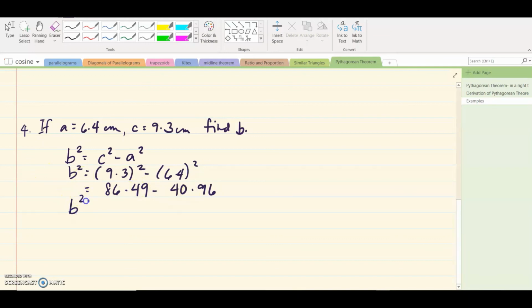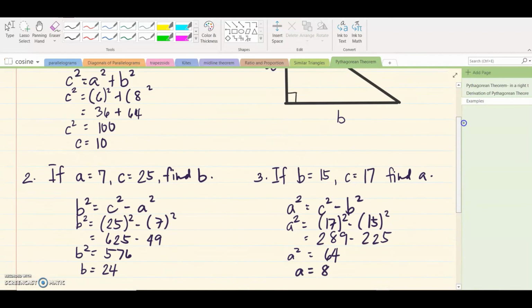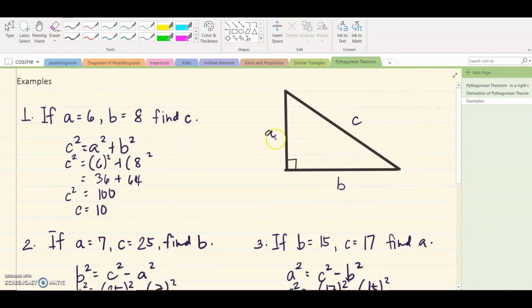So b squared equals 45.53. And then you take the square root of that. So that is 6.75. So you just round off to 2 decimal places. Okay, so that's the final answer. So that is how we solve using the Pythagorean theorem if either the hypotenuse or one of the legs is missing.